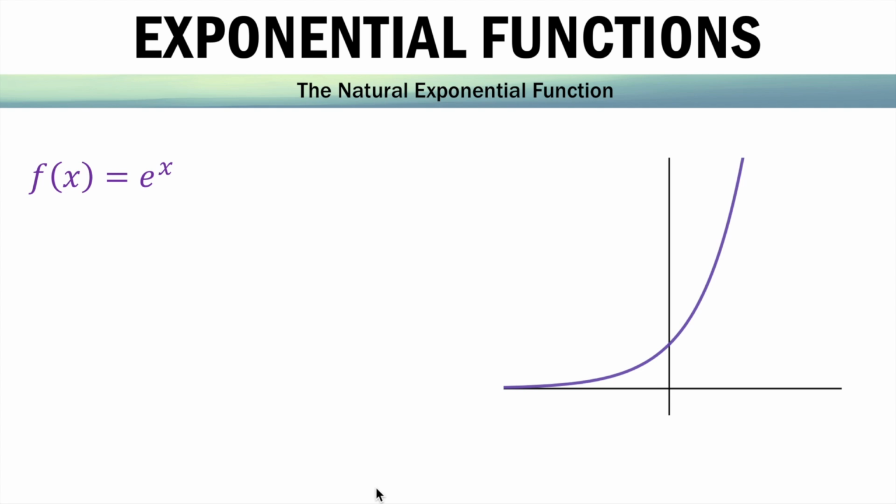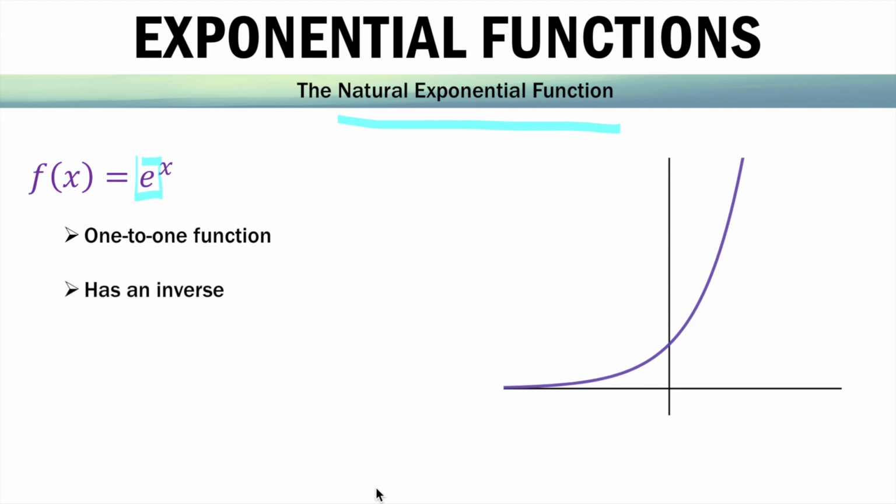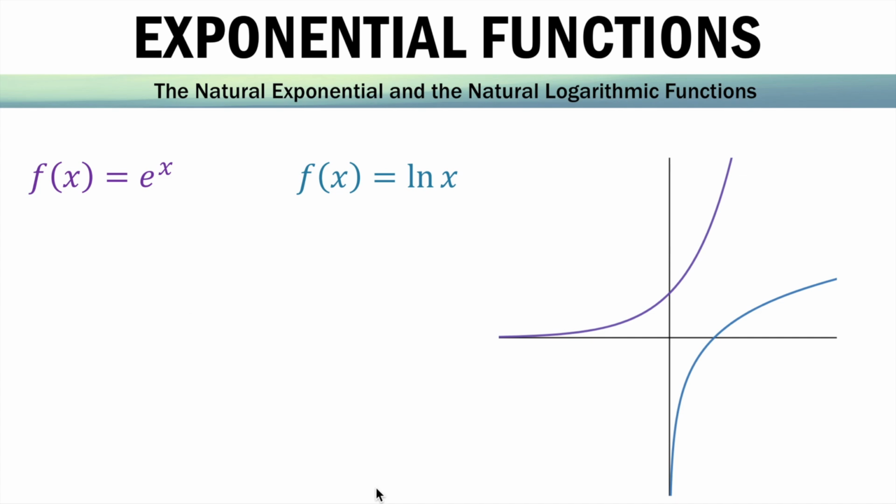Now there's one constant that we spend a lot of time with in calculus, and that's e. And when we take e and raise it to a power, it's called the natural exponential function. It's a one-to-one function. It has an inverse. Its inverse is ln of x, or the natural log of x. And it's an inverse, it's reflected over the line y equals x.